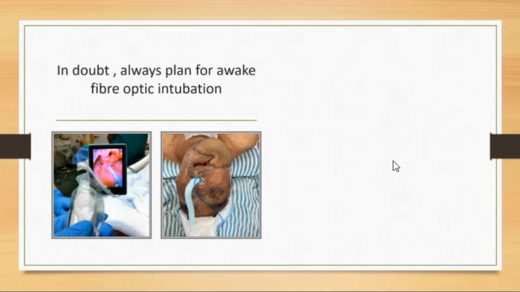In any doubt, always plan for awake fiber optic intubation. Since in this patient the mandible was intact and we could lift the flap, we tried the conventional way of intubating. We induced the patient once mask ventilation was confirmed. We relaxed him and, with the help of the McGrath video laryngoscope, we intubated nasally with the appropriate size tube.